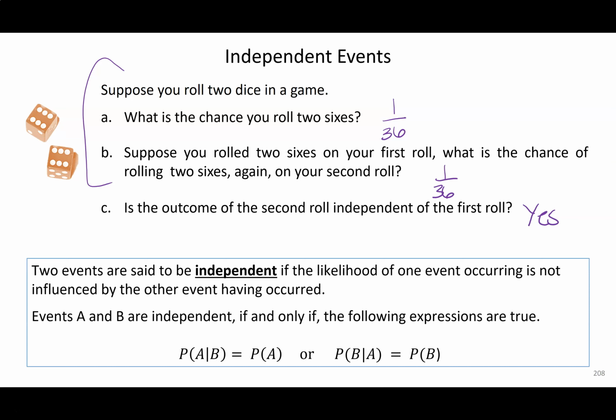So 2 events, and here's the big technical definition, are said to be independent if the likelihood of one event occurring is not influenced by the other event occurring. They're independent if and only if the probability of A, given that you know B happened, is just the probability of A. So knowing B happened did not impact the probability that A happened. Or the other way around: the probability of B, given that event A happened, is just the probability of B. Knowing that event A happened had no effect on the probability of event B happening. And we'll use some examples.